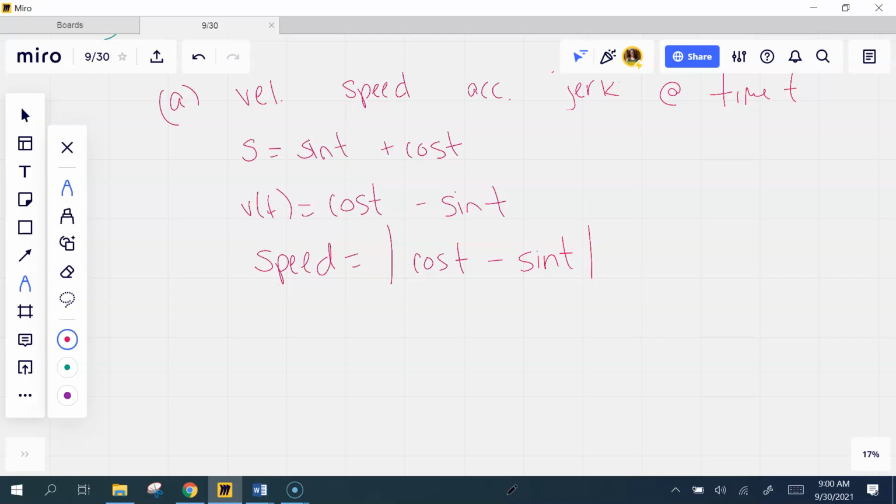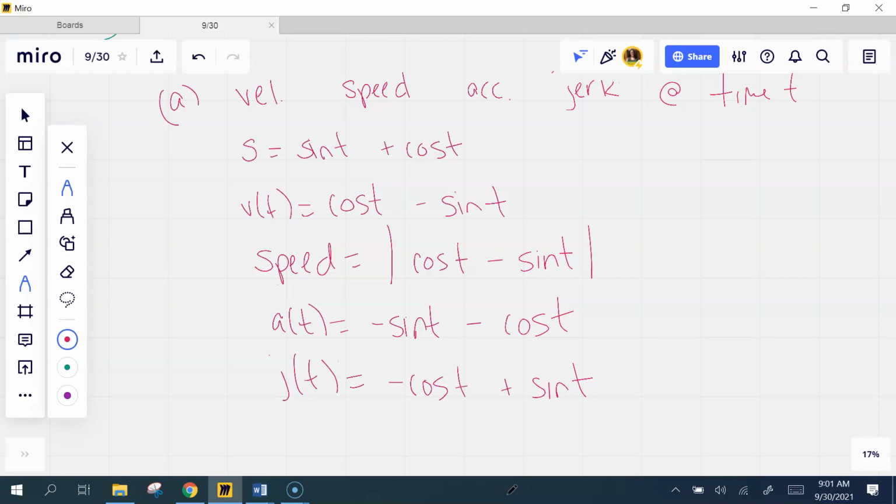All right, now let's do acceleration. So that's what simple harmonic motion means: as you keep going, it is an oscillation. That's exactly what it is. So acceleration, and that's the point of this problem, is that you see that. Negative sine t minus cosine t. How about jerk? Well, that's really easy.